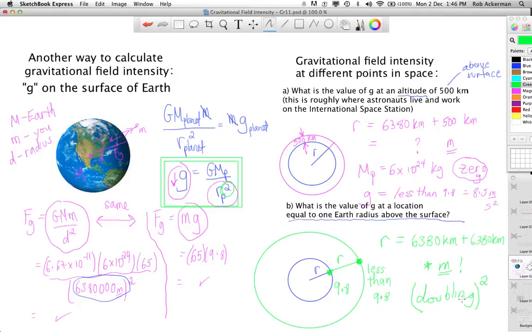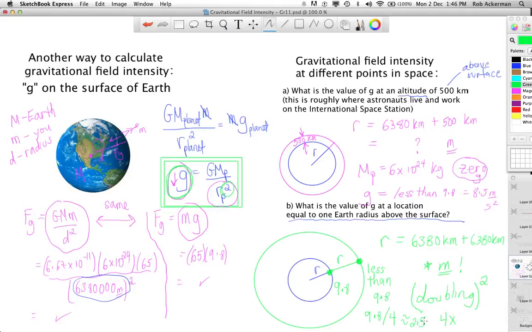What happens when you double something and square it? It gets 4 times bigger, doesn't it? 4 times bigger in the denominator makes your value of g how many times smaller? If you guessed 4 times smaller, you're right. So that 9.8 will become 9.8 divided by 4, which is around 2.5.